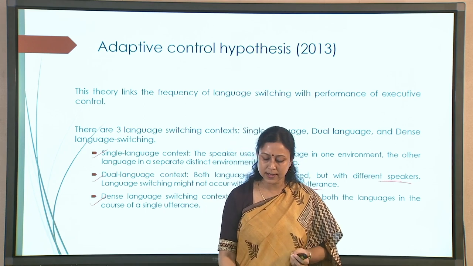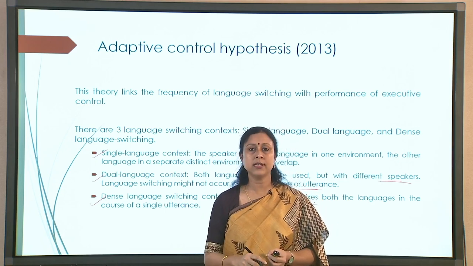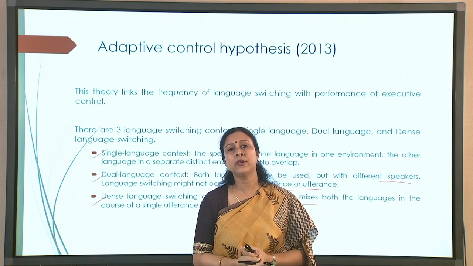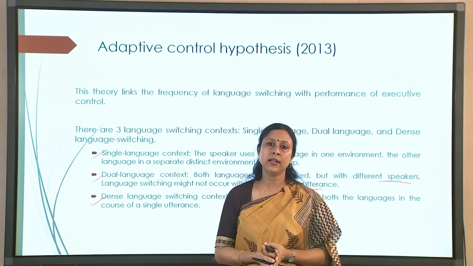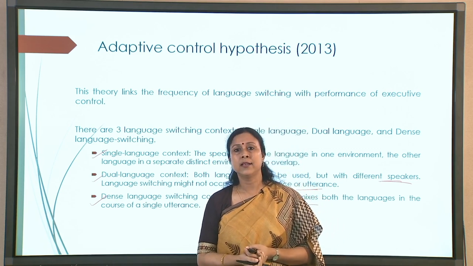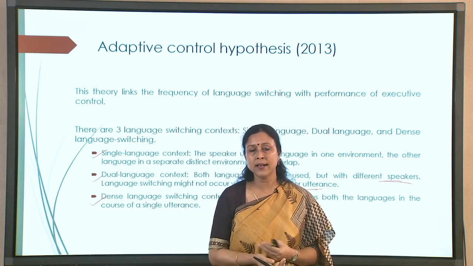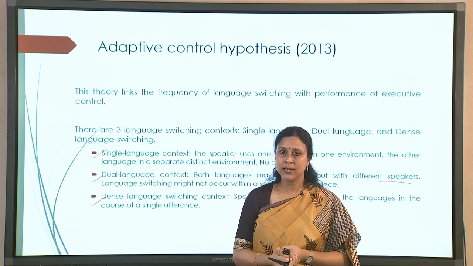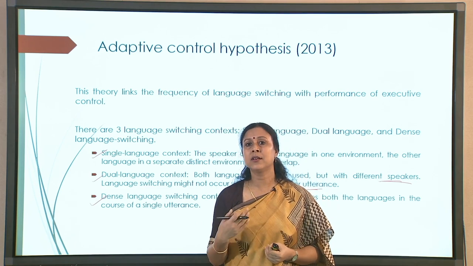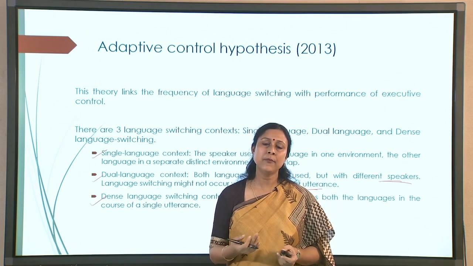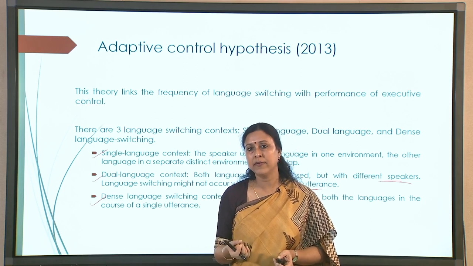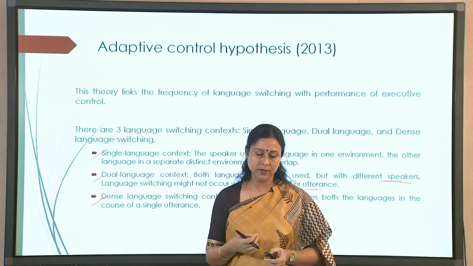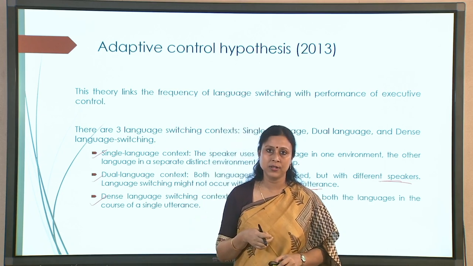In the dense code switching context, the speaker routinely mixes both languages in the course of a single utterance. This is what we typically find in most Indian cities and urban areas, where we switch between the local language and English quite fluently. There is absolutely no rhyme or reason actually. It is not dependent on anything. It is just the way that people speak. So the two languages are both useful for any given context. Hence, there is a very simple, smooth going back and forth between these two languages. So, that is called the dense code switching context.